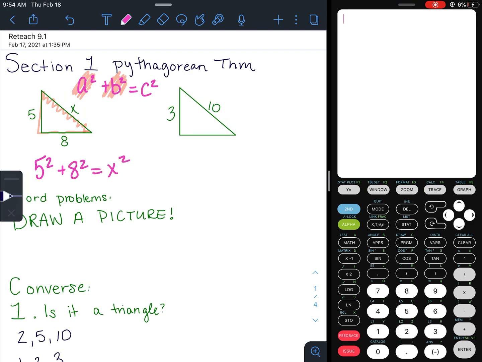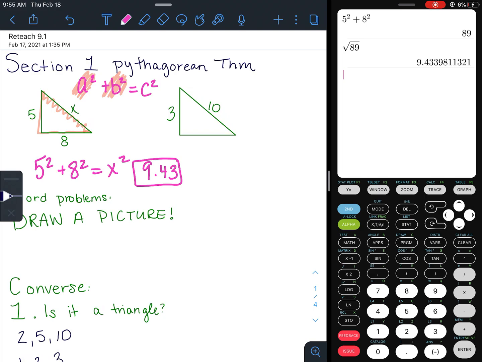Now I'm going to go over here. I'm going to type that in my calculator. 5 squared plus 8 squared. And I get 89. That equals x squared. So to solve for x, I have to take the square root of both sides. So the square root of 89 here is going to be 9.43. And on the Pythagorean theorem ones, it's going to ask you to round to 2 decimals. So keep that in mind.